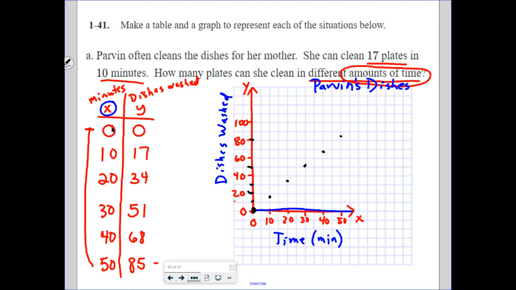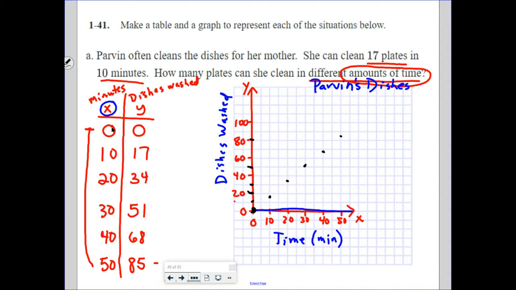In this case, I actually do not connect the points because we can't really have partial dishes washed, or I guess we could, maybe you could argue. So we're going to go with that, okay? So there's my graph for this first situation. Cool? All right. Hopefully that makes sense. And you got it written down. Again, if you don't have it written down, please pause, copy this down, and we'll go from there.